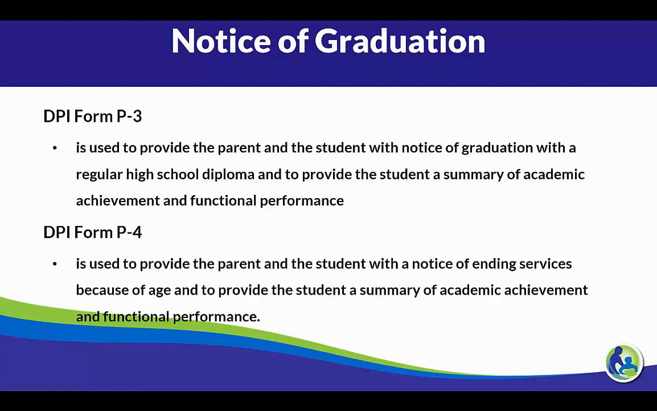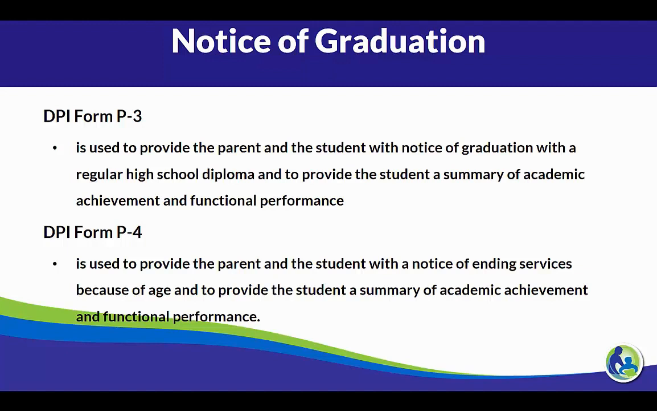DPI's Form P3 is used to provide the parent and the student with notice of graduation with a regular high school diploma and to provide the student a summary of academic achievement and functional performance. Graduation from high school with a regular diploma ends a student's eligibility for special education and related services and is a change of placement requiring written prior notice.